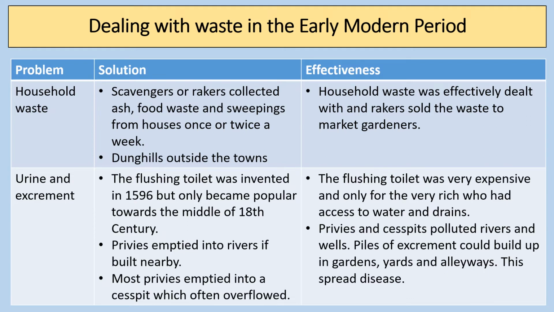Privies would be emptied into rivers if they were built nearby rivers. Quite often privies were placed over a river, so the waste could simply drop directly into the river. They were known as jakes. Most privies, however, emptied into a cesspit, which often overflowed, and it was expensive to have your cesspit emptied. So if you were poor, for example, you might try and do it yourself, or it would overflow, it would maybe leak into someone's neighbouring property, etc. So that would be very, very smelly and very unpleasant as well. So privies and cesspits would pollute rivers and wells. Piles of excrement could build up in gardens, yards and alleyways, and that would, of course, spread disease.